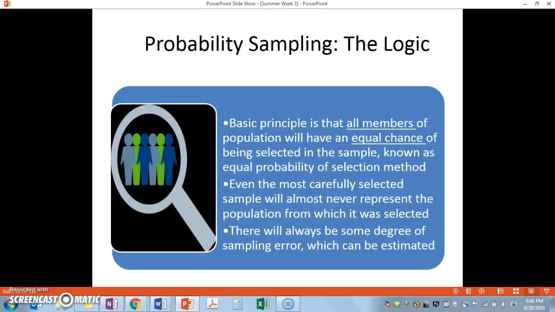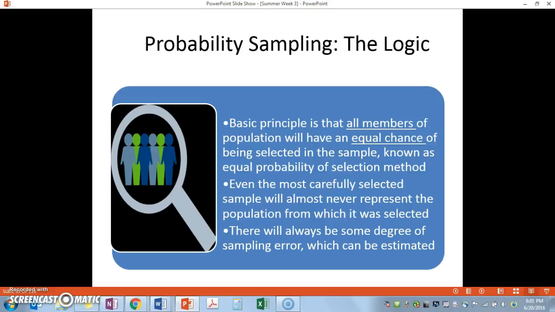So in order to do that, there's one basic principle, and that's the fact that everybody has to have an equal chance of being selected. That's critical. Every single person in that population should have an equal chance of being selected. So if there are 100 people, and you want to get a sample of 10 out of that population of 100, then everybody has 1/10 or 10% probability of getting selected.